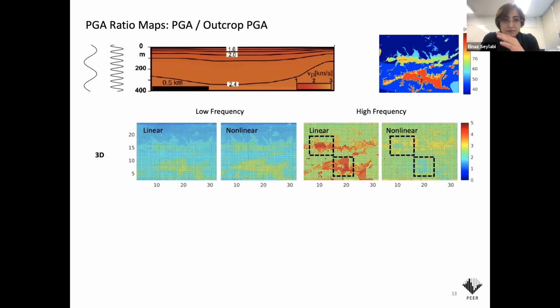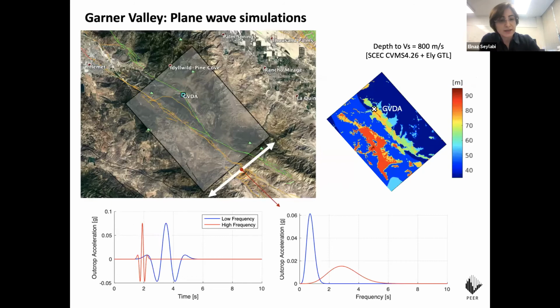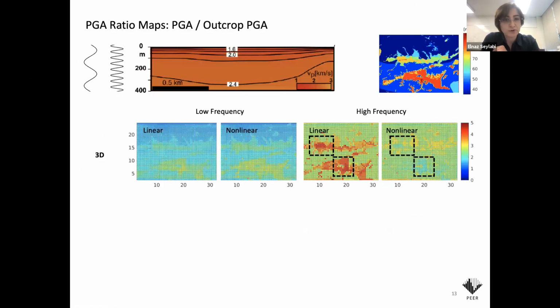Here I'm showing the spatial variation of the peak ground acceleration. For both cases, we are normalizing to the outcrop PGA, and we made sure that for both low and high frequency excitations, we have the same PGA, so they are normalized with the same number. You see that for the low frequency case, of course, the effects of near-surface layers are not that significant. Therefore, when we go from linear analysis to nonlinear, we don't see much change. But when we consider the high frequency excitations, you see that in the deepest parts of the two valleys, we have a significant reduction in PGA compared to the linear analysis.